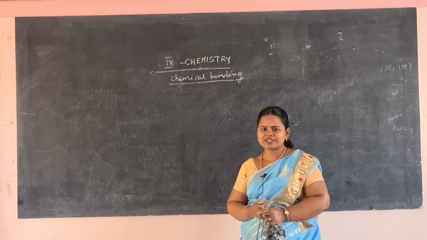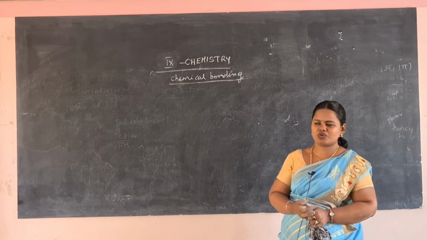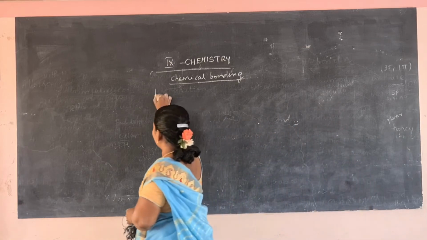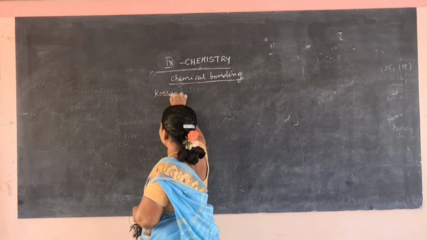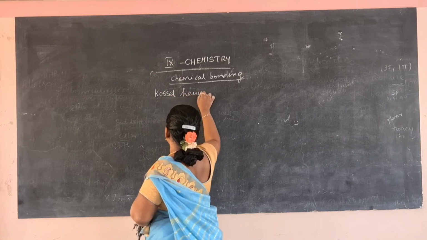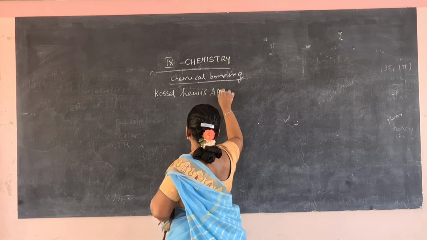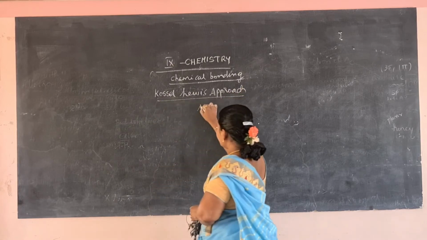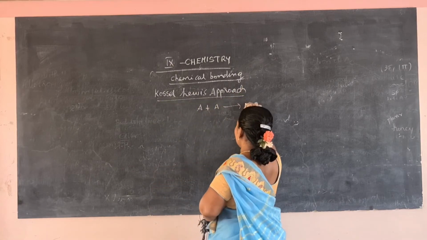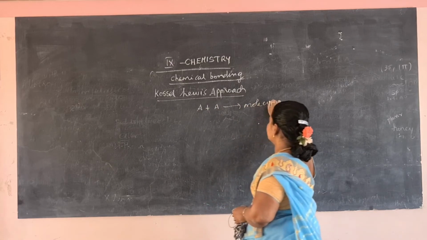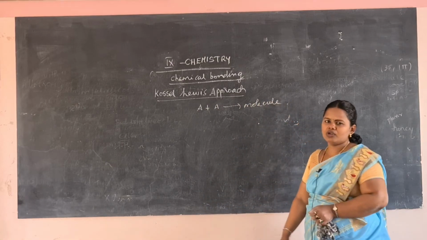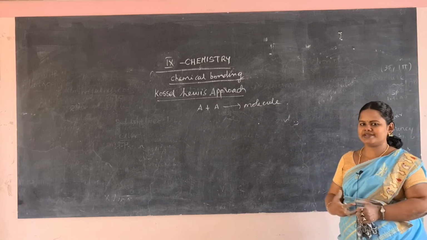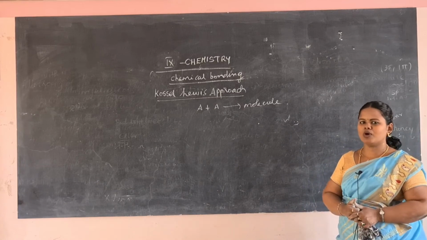Now we'll see the Kossel-Lewis approach of bonds. We know that one atom combines with another atom to form a molecule. The force of attraction that binds the atoms together to form a molecule.